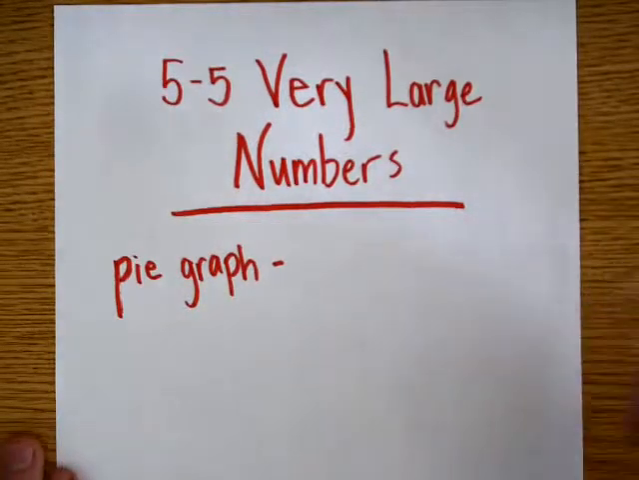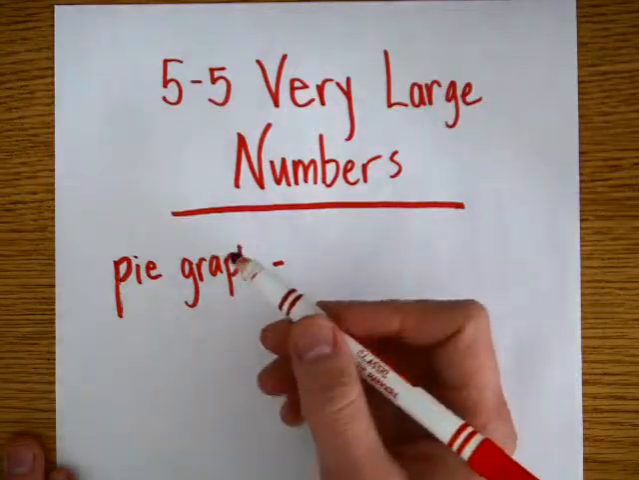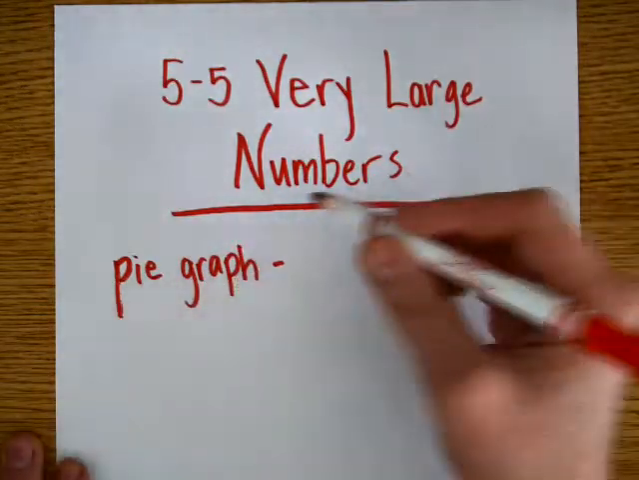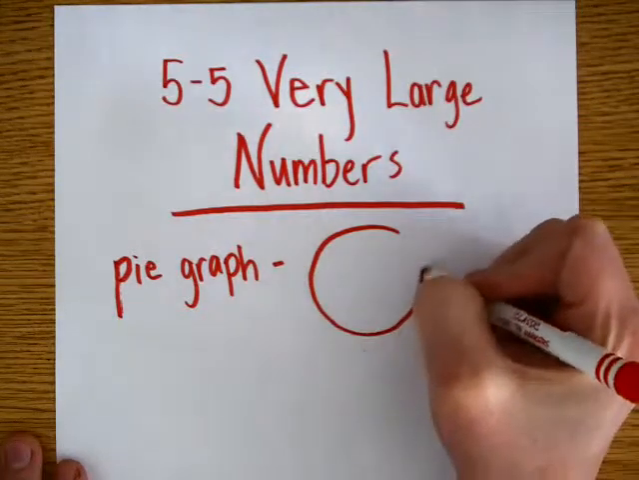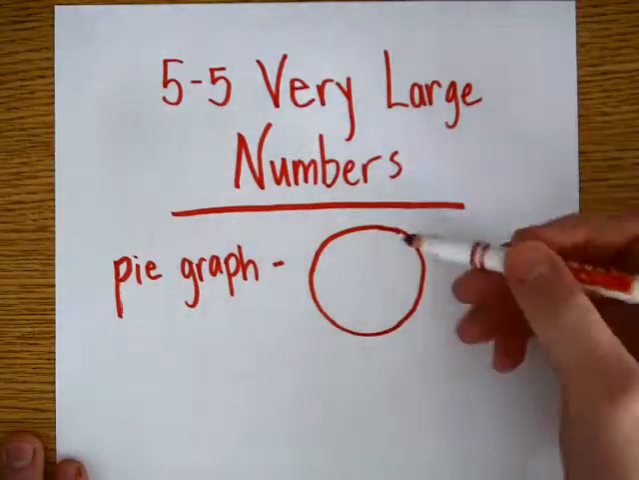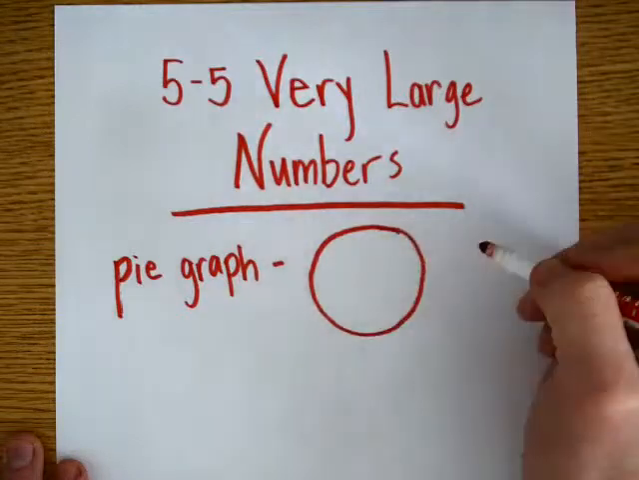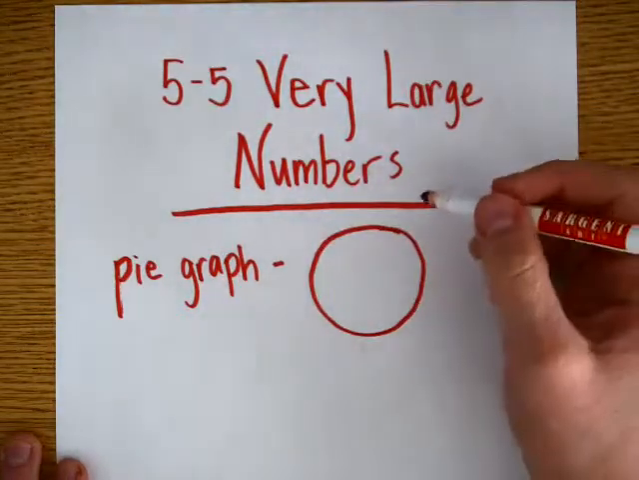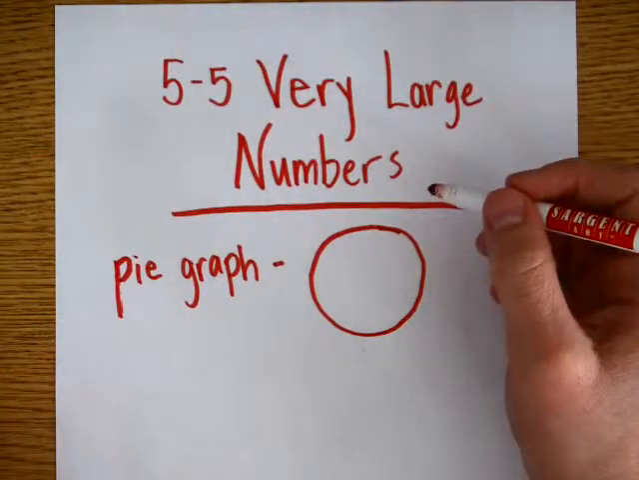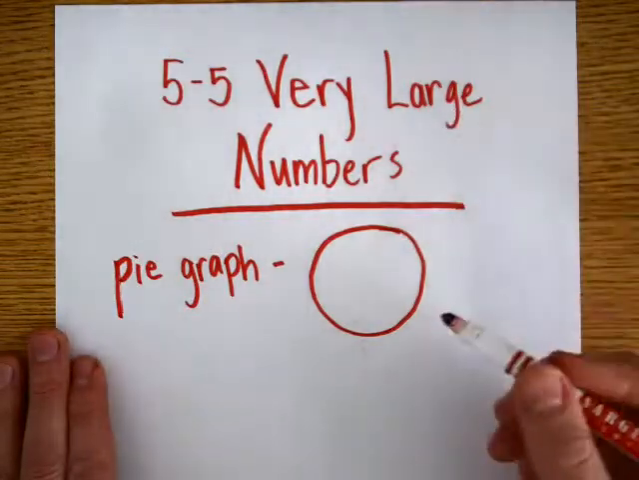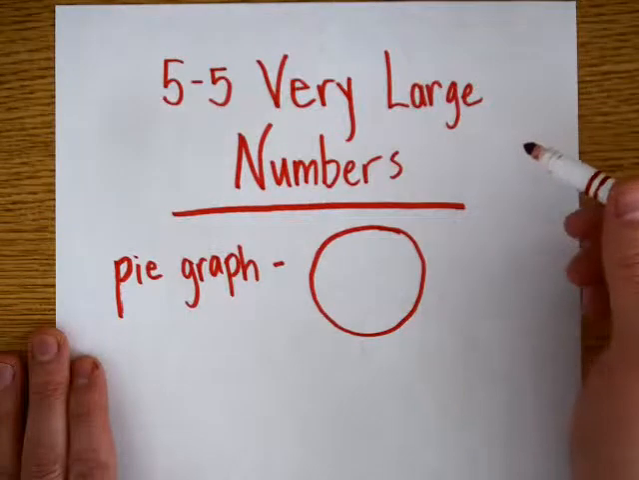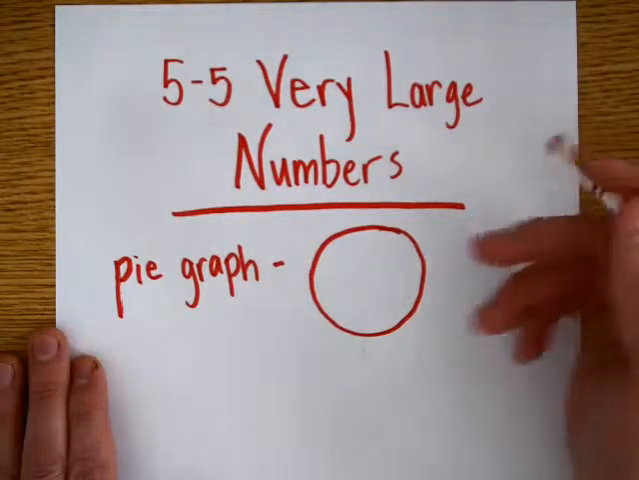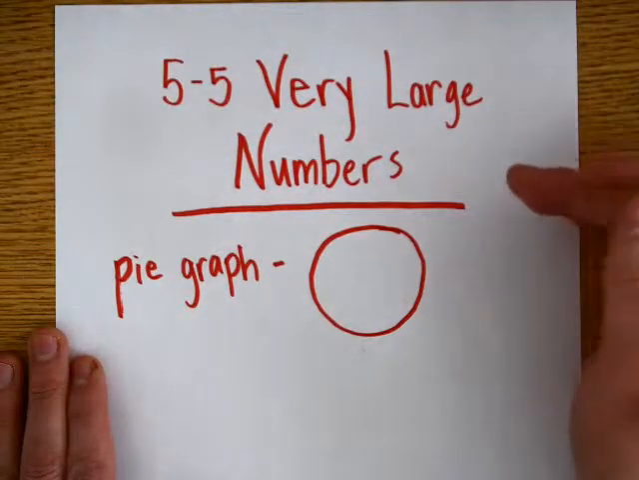So the first vocabulary, actually the only vocabulary word we have, is pie graph. And a pie graph is in the shape of a pie, delicious pie. And it represents how much of something is a certain way or is happening. So for example, if we're talking about very large numbers, we might talk about something like population, right? How many people are in an area.